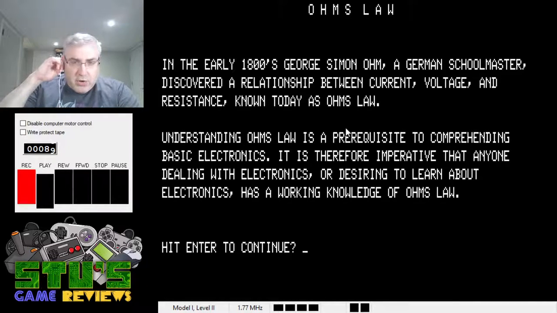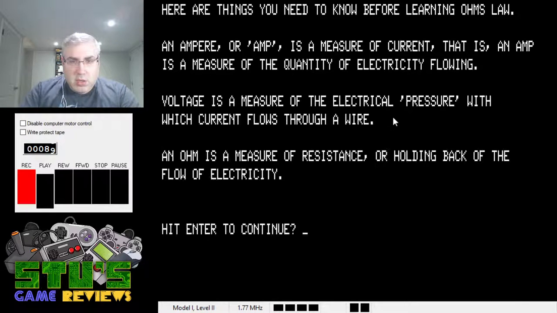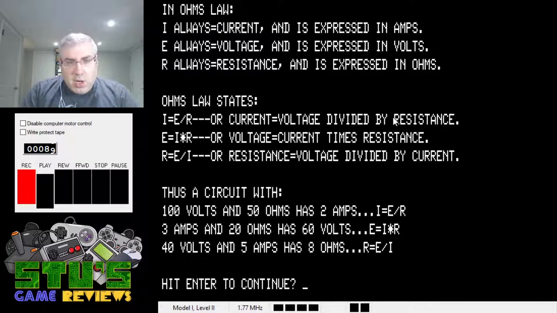In the early 1800s, George Simon Ohm discovered Ohm's Law. We're showing Ohm's Law as a prerequisite to comprehending basic electronics. It's therefore imperative that anyone in electronics have a working knowledge of Ohm's Law. Here's what you need to know before learning Ohm's Law. An amp is a measure of current, voltage is a measure of electrical pressure, and an ohm is a measure of resistance. And to continue, Ohm's Law.